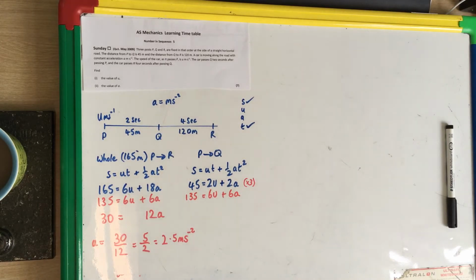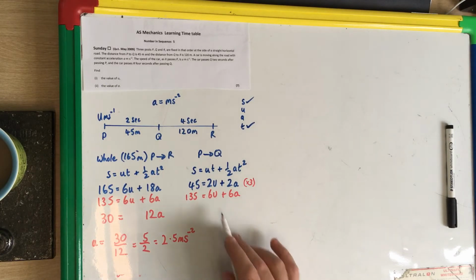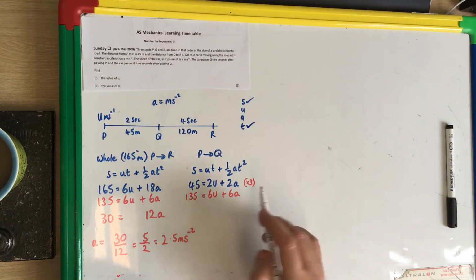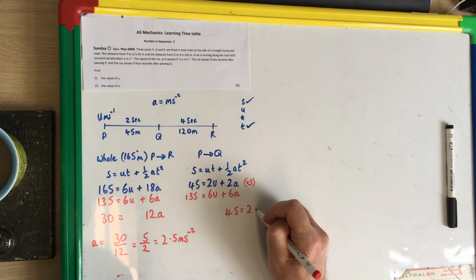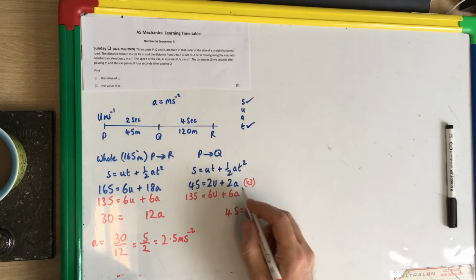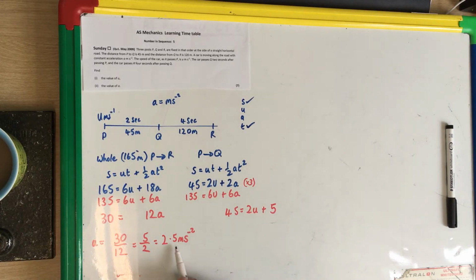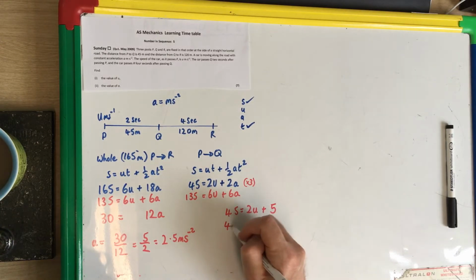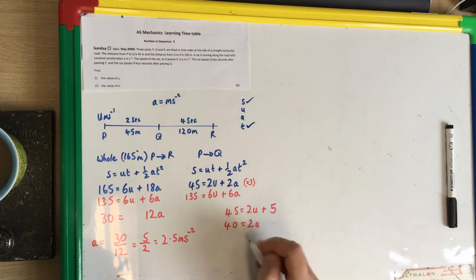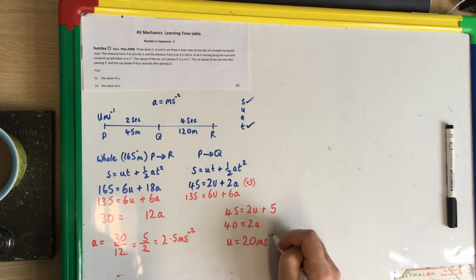That's the acceleration. And then if we put that into either one of these, I'm just going to put that into this first one here. So we've got 45 is equal to 2u plus 2a. The acceleration will be 2 lots of 2.5, so it would be 5. Take 5 off both sides. 40 equals 2u, and divide by 2. u is equal to 20 meters per second, to the minus 1.